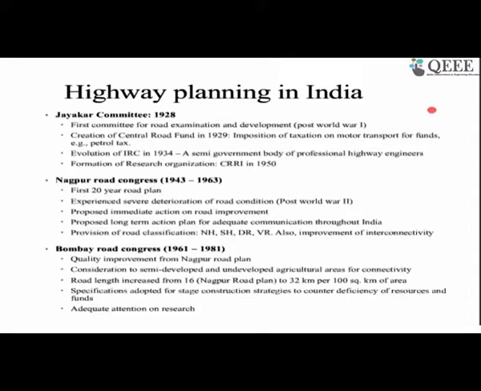However, what came up was the quality, and this was the main discussion point of the Bombay Road Congress. So quality improvement. The other thing which needed to be looked into was the consideration of the semi-developed and underdeveloped agricultural areas for connectivity, because we are connecting the major cities. Now how can we connect the smaller villages and other places through which we can actually prosper, and the economy can evolve? So this is why the semi-developed and underdeveloped agricultural areas need to be connected. So this was again discussed and formalized in the Bombay Road Congress.